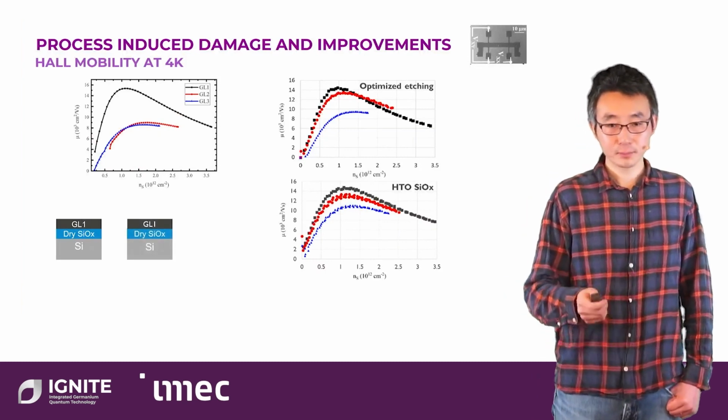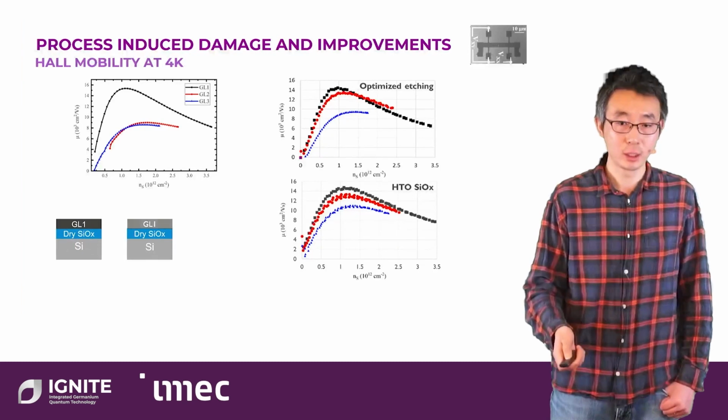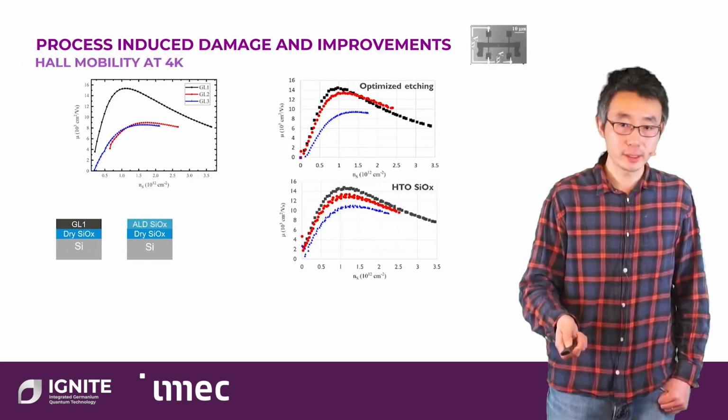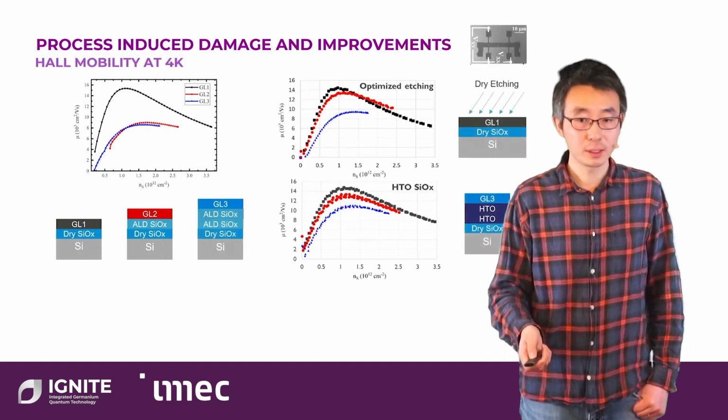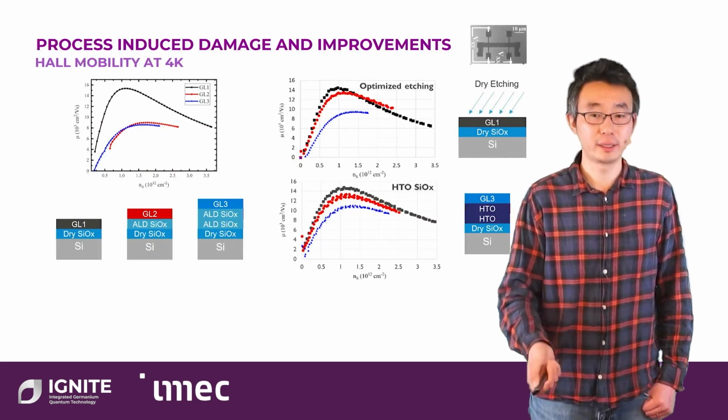Why is that? It's because when we are making the higher gate layers, because it's subtractive patterning, we need first to remove or etch away gate layer 1, then we put the isolation layer, then we put gate layer 2. Similarly, we can do that for gate layer 3. So you can see the mobility actually dropped for the higher gate layers.